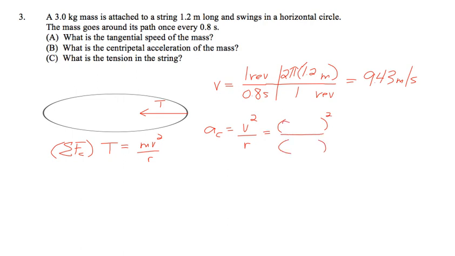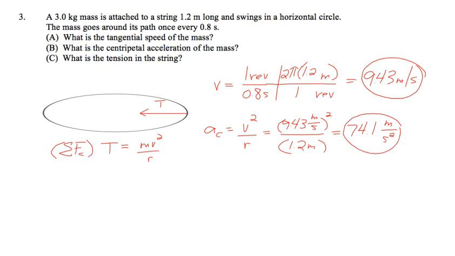So for v, we're going to put in 9.43 meters per second. And for r, we put in 1.2 meters. So just work that out, and that answer should come out to be 74.1. So here's your answer for part A. There's your answer for part B.